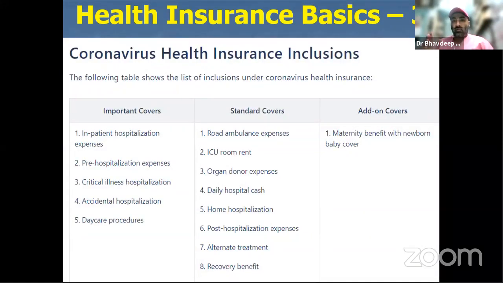So what are the inclusions? What are the standard covers? Let's see it list-wise. The important covers should be inpatient hospitalization, pre-hospitalization, critical illness, accidental hospitalization, and daycare procedures.